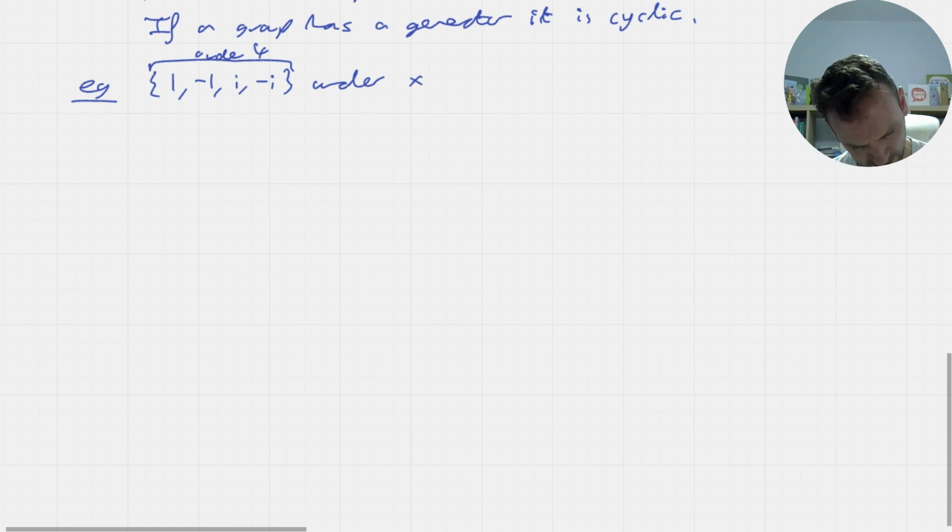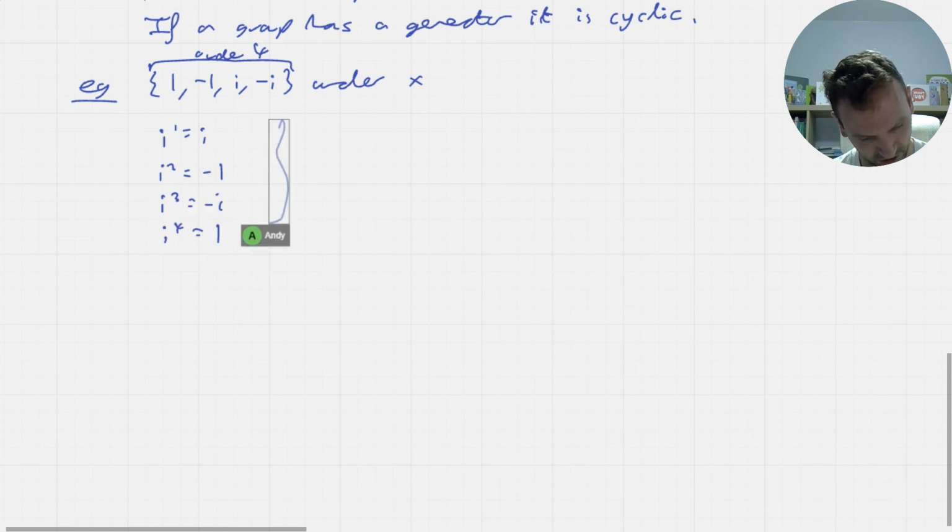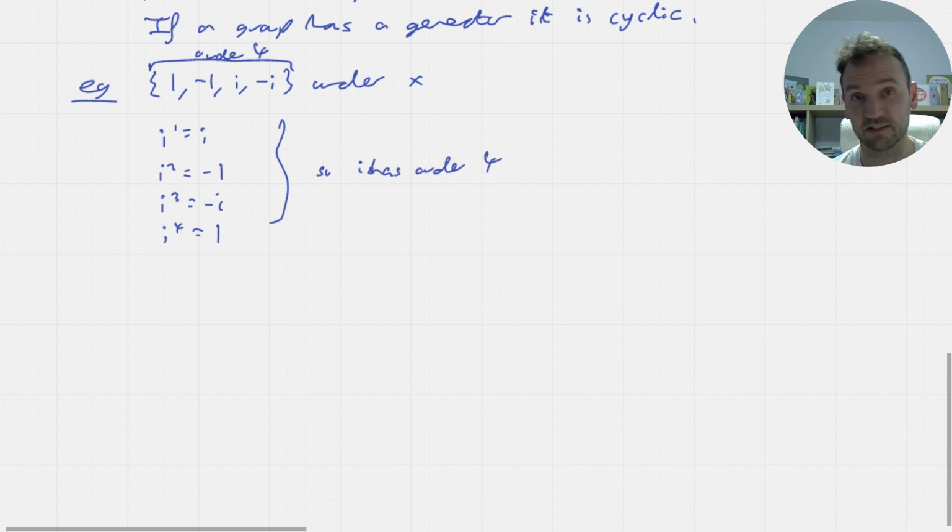Whereas if we start with i, so i to the power 1 is i, i squared is equal to -1, i cubed is equal to -i, and i to the 4 is equal to 1. So i has order 4, and i is a generator.